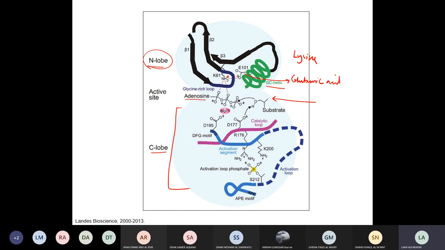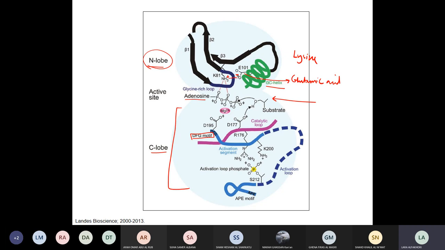Glutamic acid, which is part of the C helix, is a carboxylic acid that will be in the form of a carboxylate at physiological pH. Now, those two will form an ionic interaction between each other, and they also form interactions with the phosphates, activating and anchoring the phosphates, until eventually the kinase takes this phosphate and adds it onto a substrate. Okay? We will talk about a DFG motif, from which we can distinguish between the active and inactive conformation.